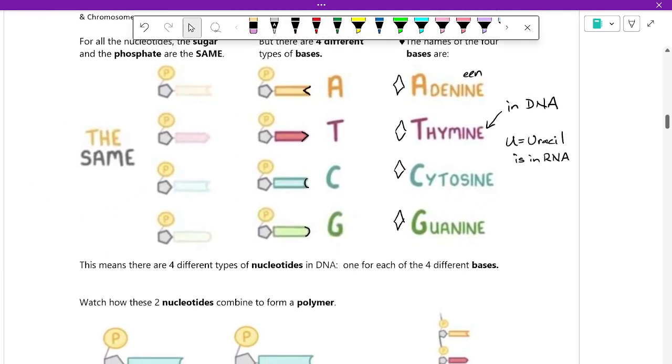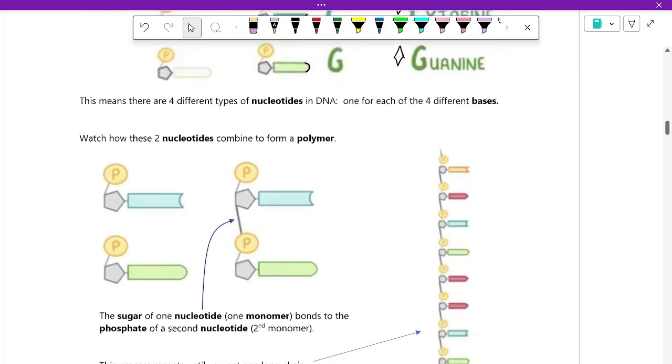So let's watch how these guys come together to form a polymer. Now we're still just looking at one strand. We're not going to be pairing them up. You know, we're not going to have the baby bird with the food, and we're not going to have the circle with the circle. Okay? Right now, we're just going to link up one nucleotide with another nucleotide in a line.